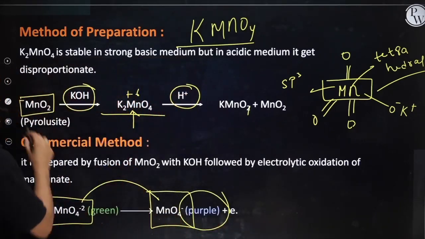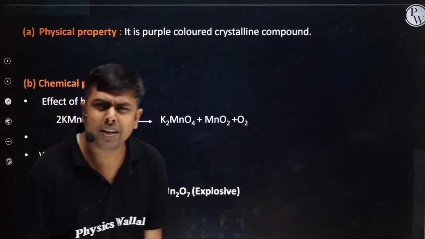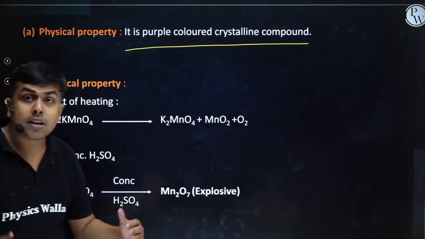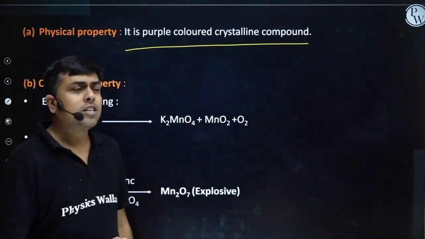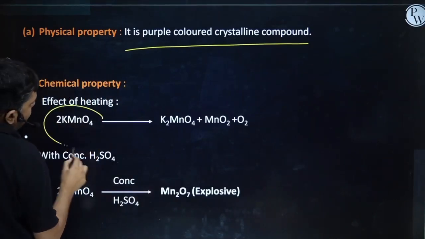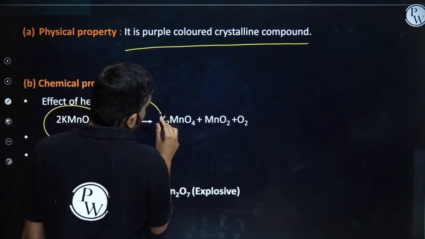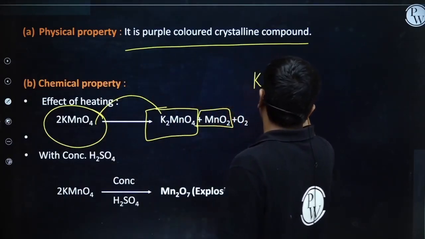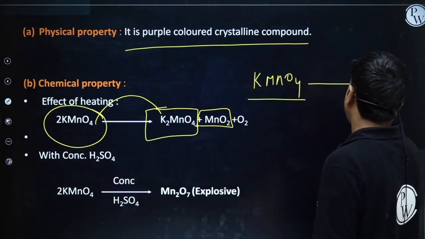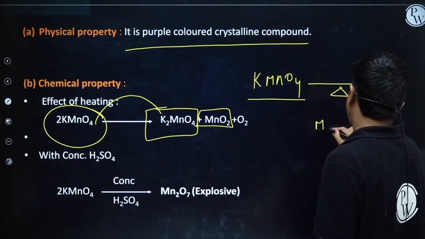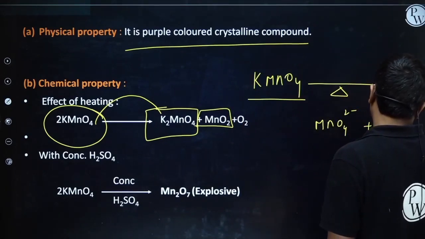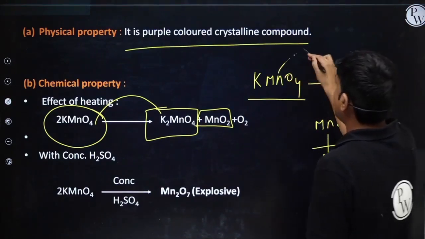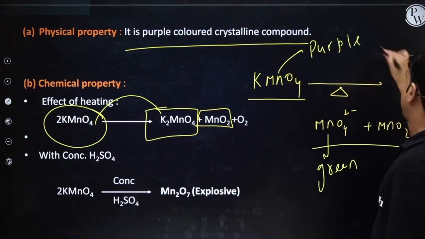Let's move ahead. Student, if I talk about the physical property, it's a purple colored crystalline compound, right? If I talk about the chemical property, on strong heating this potassium permanganate gets converted to manganate, and at the same time we get MnO2 also. So on strong heating, this reaction is important, it gives MnO4 2- plus MnO2. The manganate is green colored, the permanganate is purple, and the MnO2 is black.